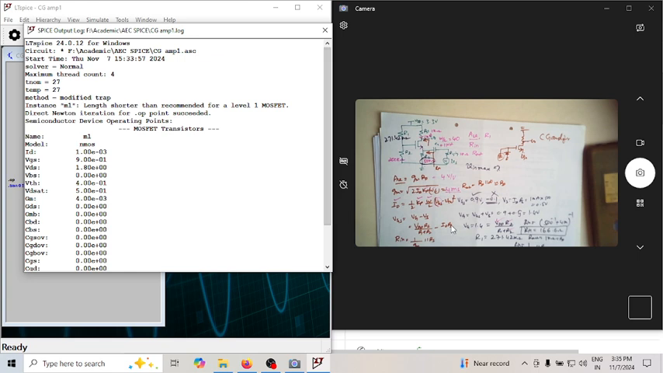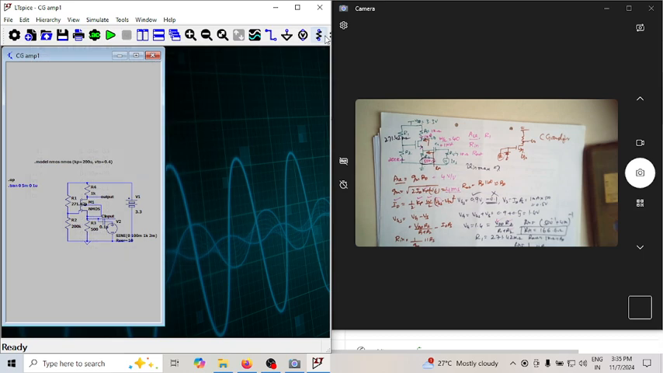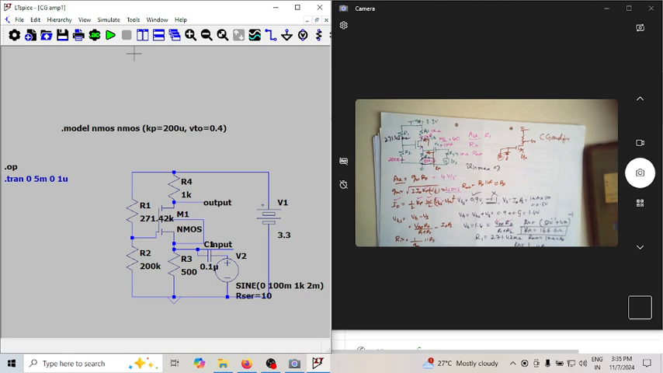So all our DC conditions are satisfied because it is going as per our design, and it is the same as the simulation result. Let us see what is the gain. So gain happens to be 4 now.